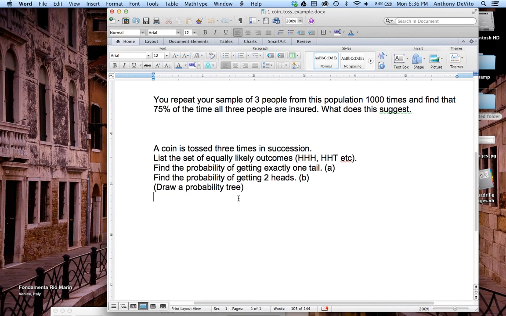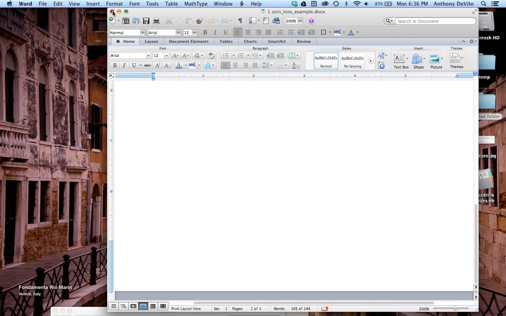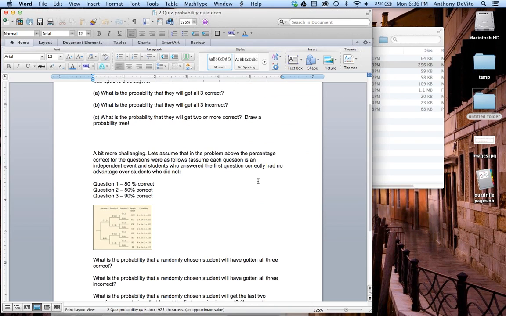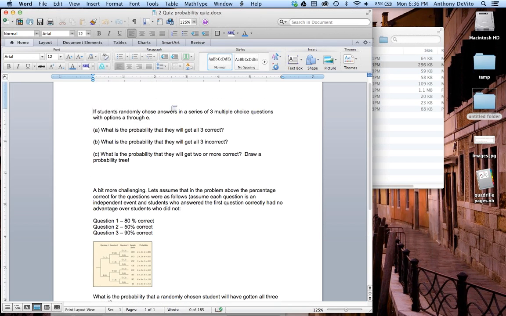So let's move on. We drew our probability tree. Let's look in the next document. Okay, this one, we're going to take that probability tree and crank it up a little bit. We're going to make it a little bit more complicated.